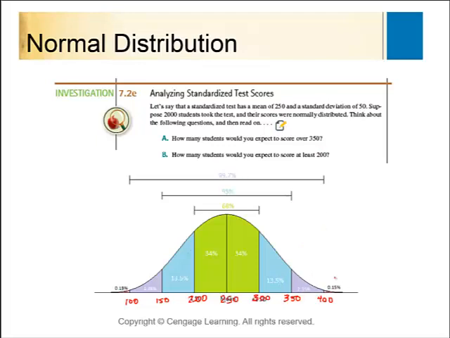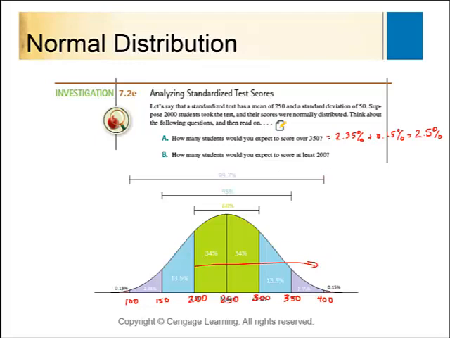I just take these percentages and add them up. That would be 2.35% plus 0.15%, and that would get me about, looks like 2.5%. So that's what I would expect to score over 350. How many would I expect to score at least 200? That would be from here up, so I can just add all of those percentages.